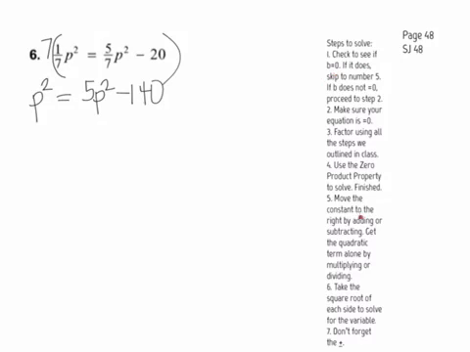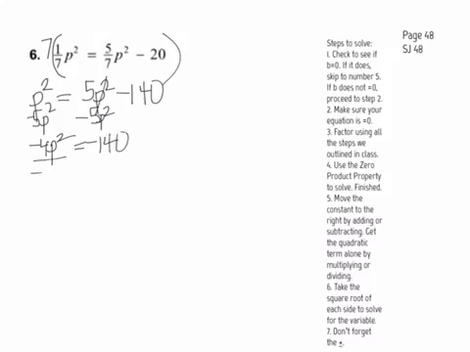Move the constant to the right by adding or subtracting, and my constant is already on the right. Get the quadratic term alone. Well, I have 2 quadratic terms, so I'm going to move this quadratic term over here. How do I move 5p squared to the left? By subtracting 5p squared. So let me do that. P squared minus 5p squared is -4p squared. This is gone, equals -140.